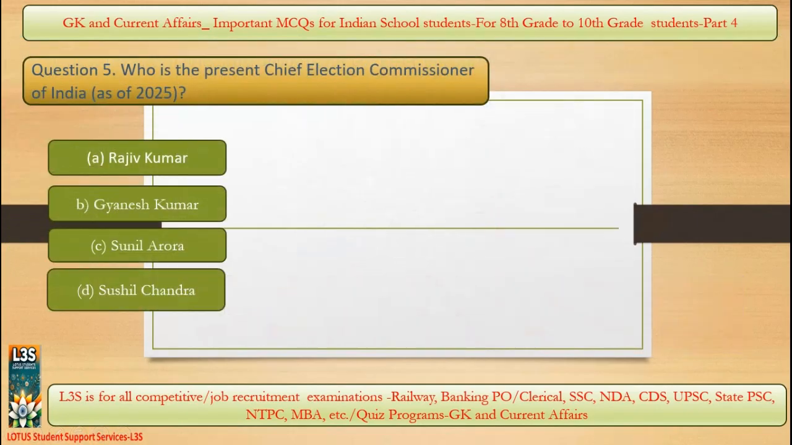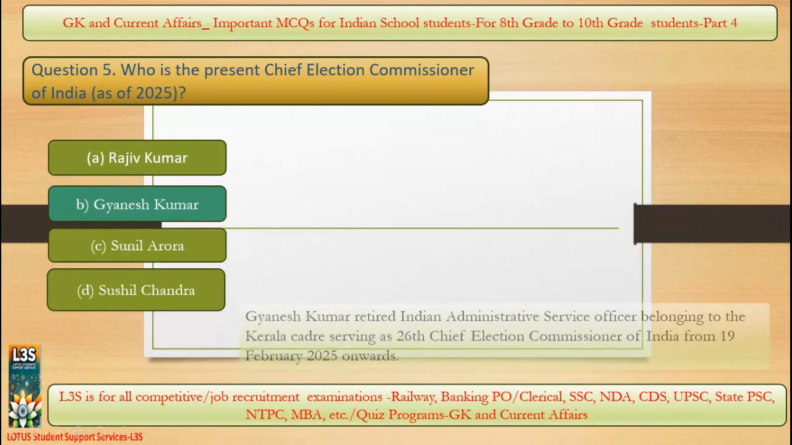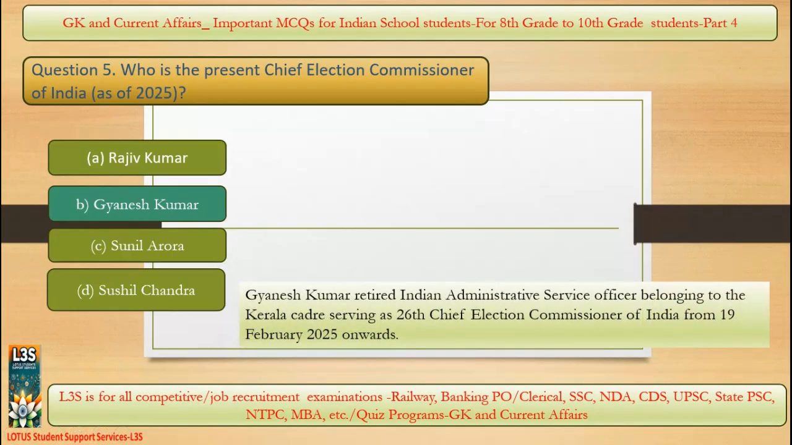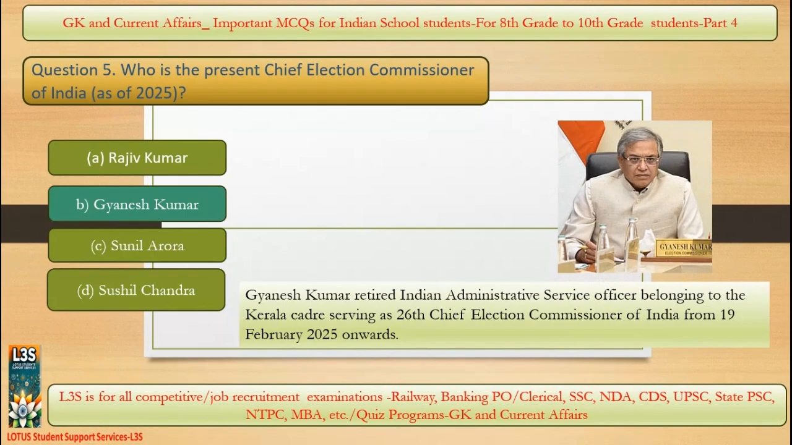Who is the present Chief Election Commissioner of India as of 2025? And the right option here is B, Gyanesh Kumar. Gyanesh Kumar is a retired Indian IAS officer, Indian Administrative Service officer, belonging to the Kerala cadre, serving as 26th Chief Election Commissioner of India from 19th February 2025 onwards.